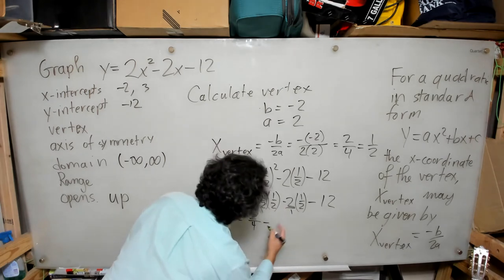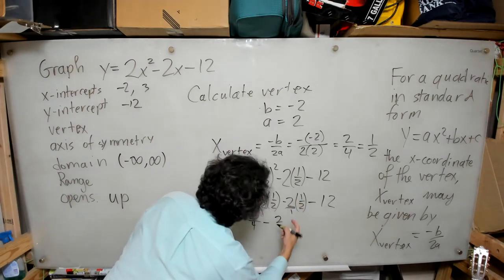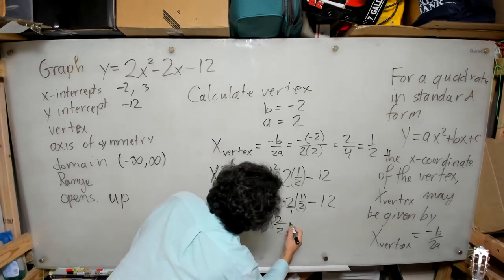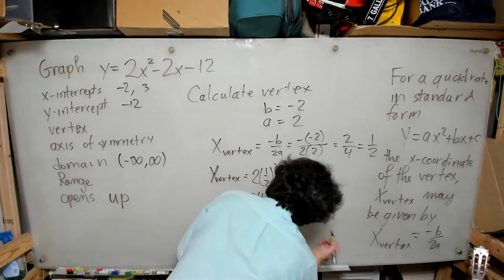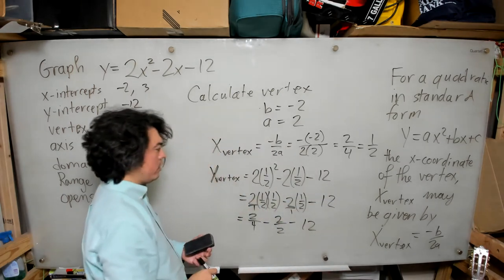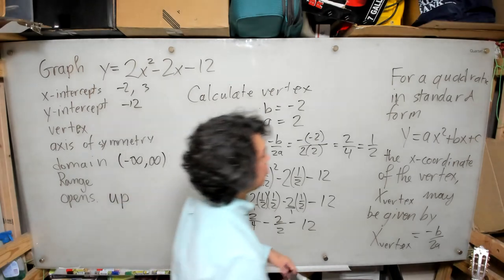Here it's going to be minus 2 times 1 is 2, 1 times 2 is 2. And then here is going to be minus, let's call this, this is going to be 12. Okay. And so now I'm going to continue this calculation over here a little bit.